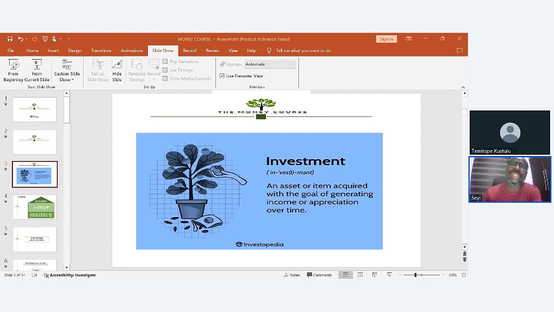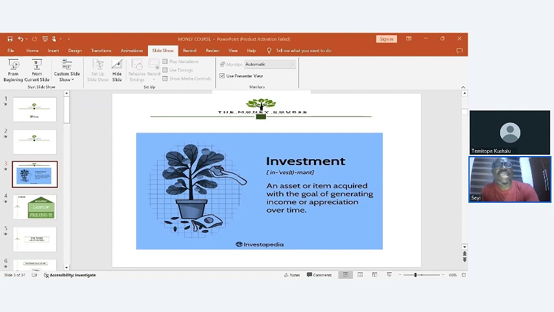So an asset or an item acquired with the goal of generating income or appreciation over time. That is why, for example, if you buy a shop in Ojota, we're building quite a number of shops there, and you buy it at 10 million, can it generate return, or can it generate income? Yes, because you're going to rent it out. Let's say you buy it at 10 million, then you rent it out at 1 million. That is income of 1 million for that year. That is about 10%. Then two, if you decide after holding it for 1 or 2 years, you bought it at 10 million and then you want to sell it at 12 million, that is an appreciation or increase in the value.